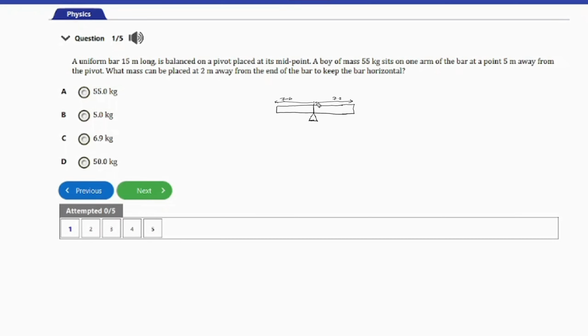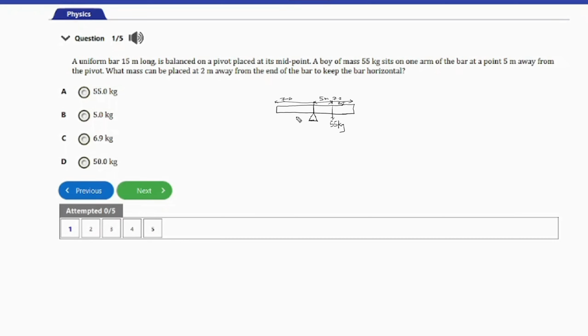So on the right, this boy has a mass of 55 kg and he's placed 5 meters away from the pivot point, at this point here. So to the end, you will just have 2.5 meters remaining. So this mark, 5 meters here, has a mass of 55 kg.